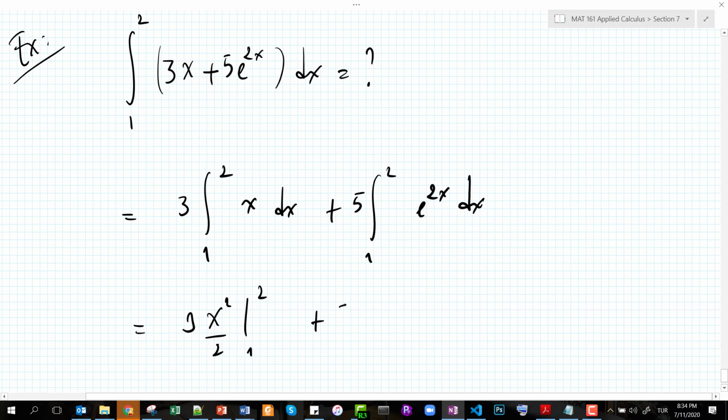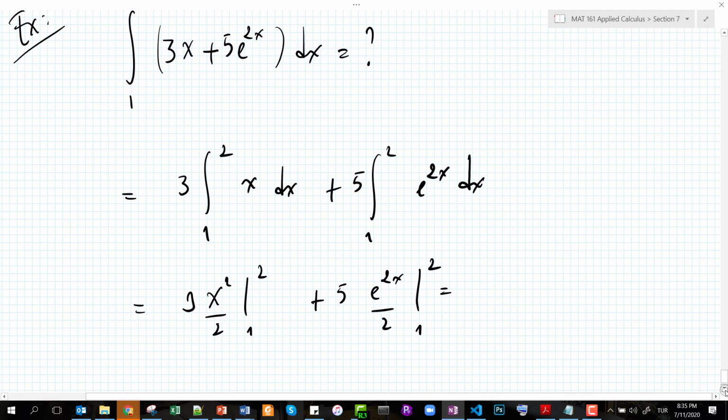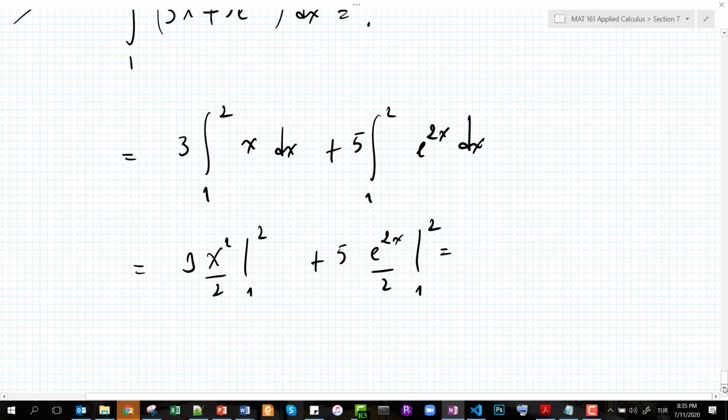And also look at that, the integral of e to the x, you remember, right, from the integration section, e to the 2x over 2. And now look at that, I should be using my endpoints to figure out the entire derivative. So 3 times 2 squared over 2 minus 1 squared over 2, right? I'm just using the endpoints.